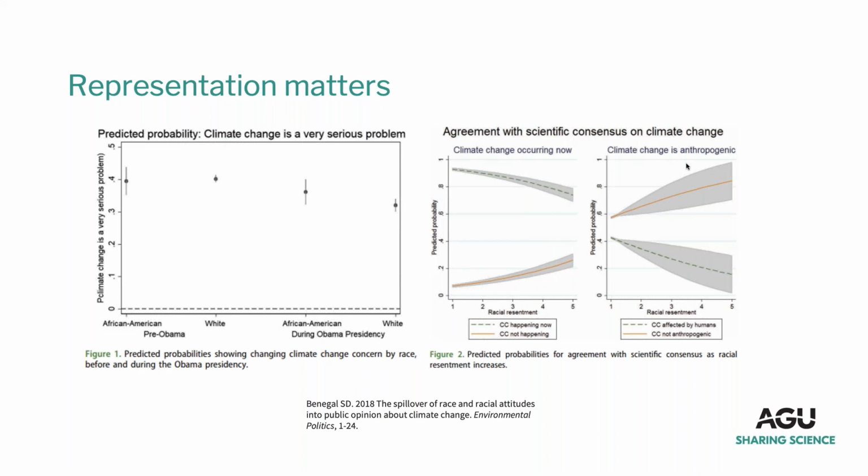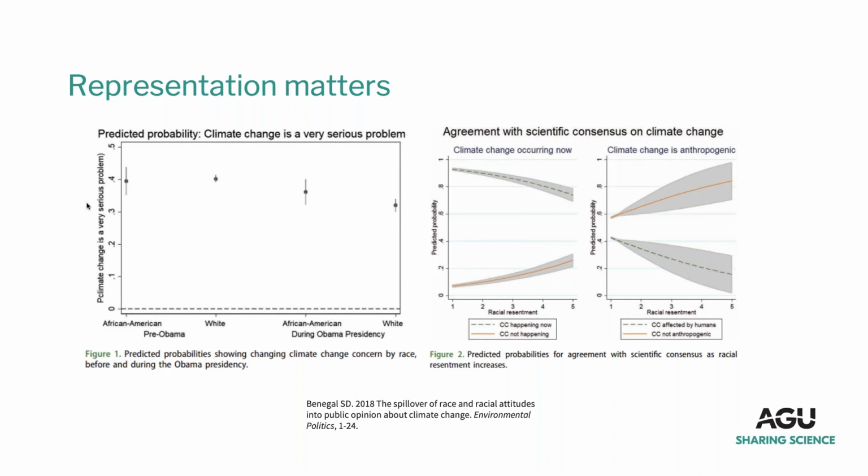So what this is showing here is you can see on your left, this is a survey that was done during the Obama presidency and right after, basically asking how people feel about climate change. And if you ask folks, regardless whether they are African American or white, whether they think that climate change is a problem, pre-Obama, they genuinely agree that yes, it's a problem. But during the Obama presidency, the number of white folks who were surveyed decreased in how much they thought that it was a serious problem.